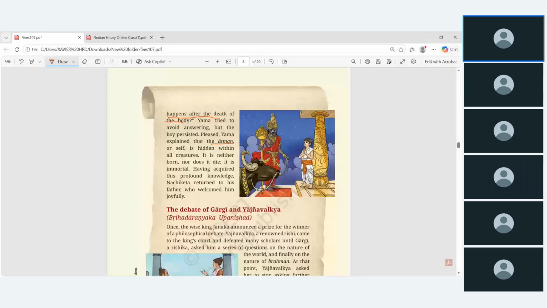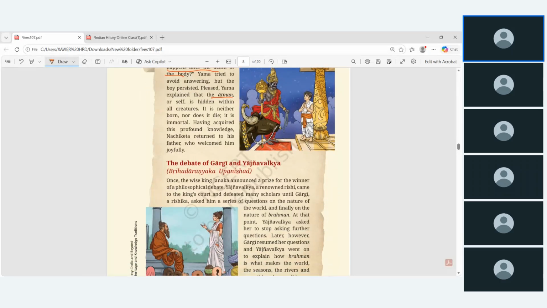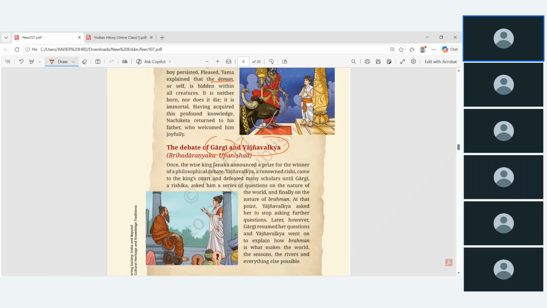The third story is about the Gargi and Yajnavalkya. Yajnavalkya is one of the Rishi and Gargi. Okay, இதுவும் similar story தான். இது என்னன்னா ஒரு one of the king, ஜனகன்கிற கிங், அவருடைய அரசவையில யார் பெஸ்ட் டிபேட் அவங்களுக்கு பிரைஸ் கொடுக்கறத அனௌன்ஸ் பண்ணிருப்பார்.